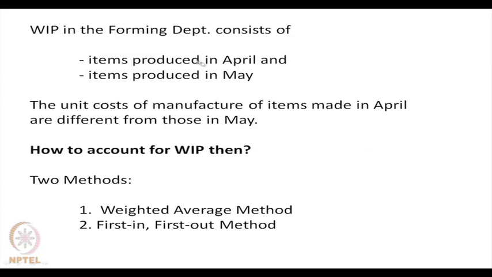Now, work in process in the forming department consists of items produced in April and those produced in May. The unit costs in April and May are different. The question then is how to account for work in process in such a situation. There are two methods. One is the weighted average method, the other is first in first out, which is also called the FIFO method.